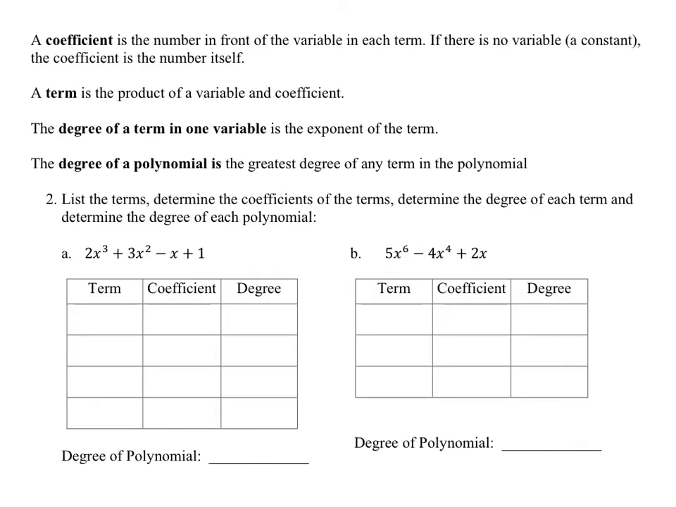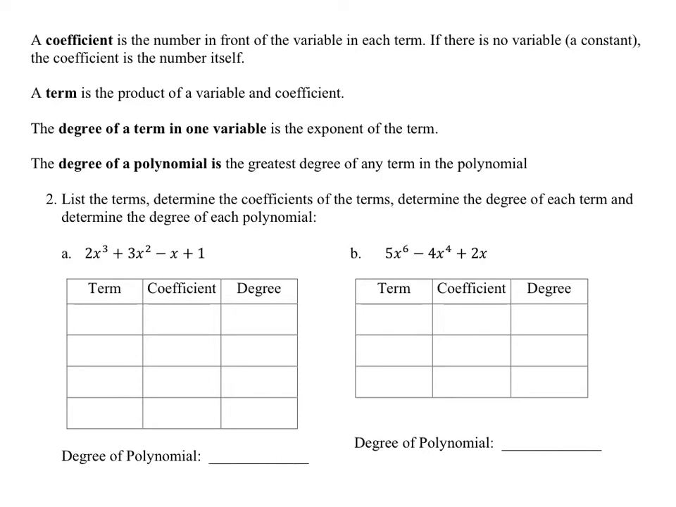The coefficient is the number in front of each variable term. If there's no variable, it's a constant. The coefficient is the number itself. A term is the product of the variable and the coefficients, just everything multiplied together. The degree of a term in one variable is the exponent of the term. The degree of a polynomial is the greatest degree of any term in the polynomial.